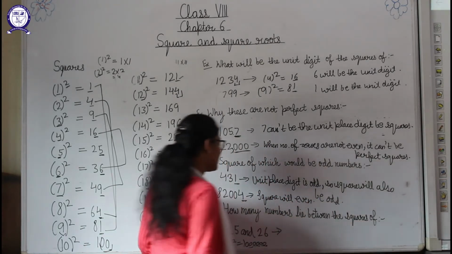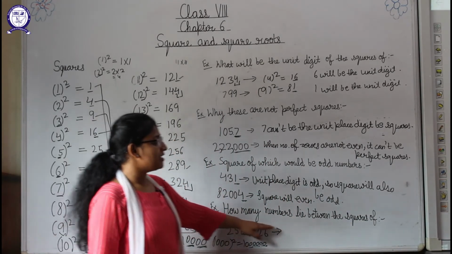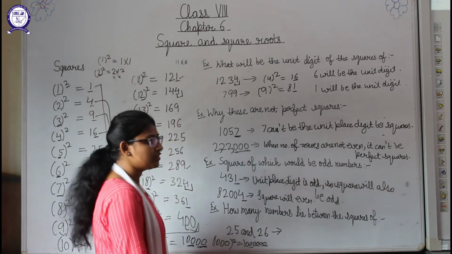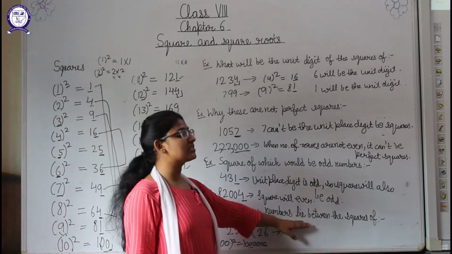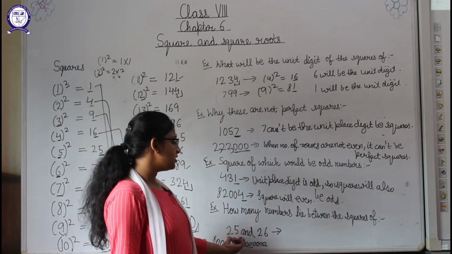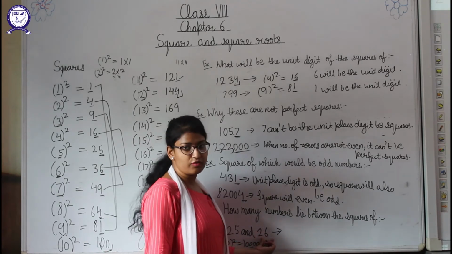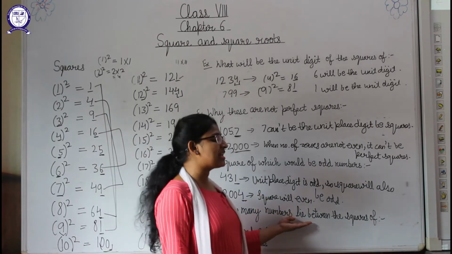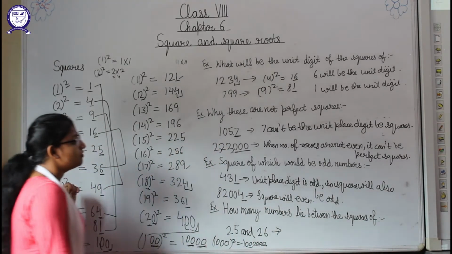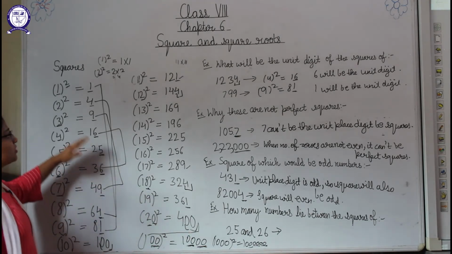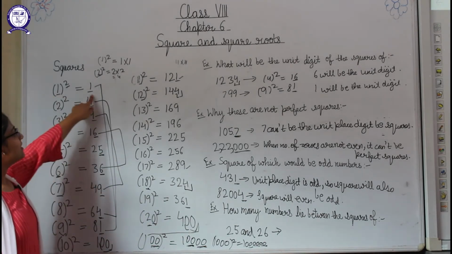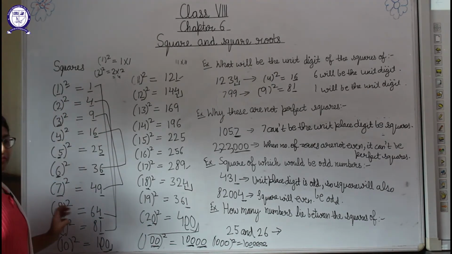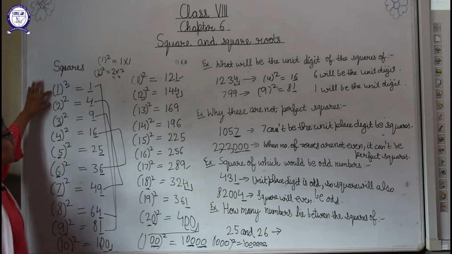Now the next one is: how many numbers lie between the squares of 25 and 26? We could do the square of 25 and the square of 26, and then subtract them to get how many numbers lie between them. Suppose we have to find how many numbers lie between the squares of 1 and 2. The square of 1 is 1 and the square of 2 is 4. So 4 minus 1 is 3. It means 3 numbers lie between the squares of 1 and 2.